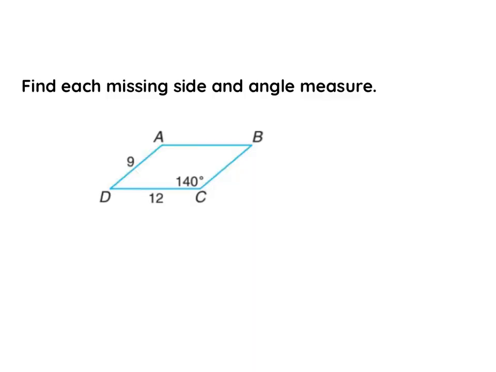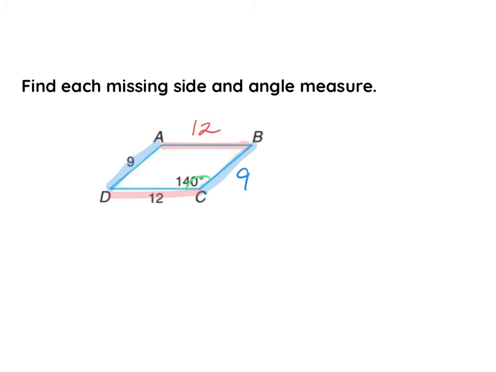Okay, so let's look at just a couple quick examples. We're going to find each missing side and angle measure. So first thing to think about, opposite sides, opposite angles are congruent. So if AD is 9, BC also has to be 9, right? If DC is 12, AB also has to be 12, okay? Opposite sides are congruent. Same for opposite angles.